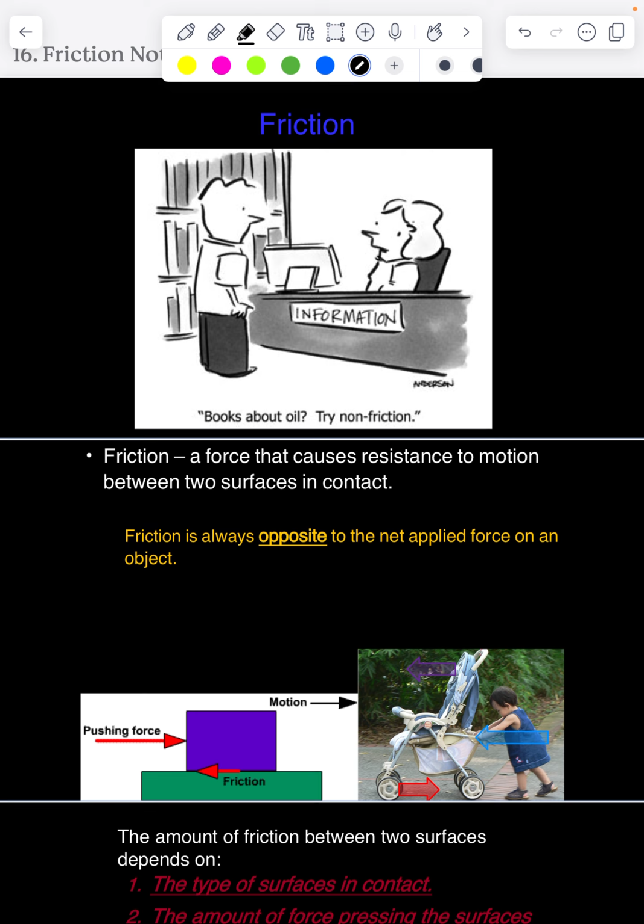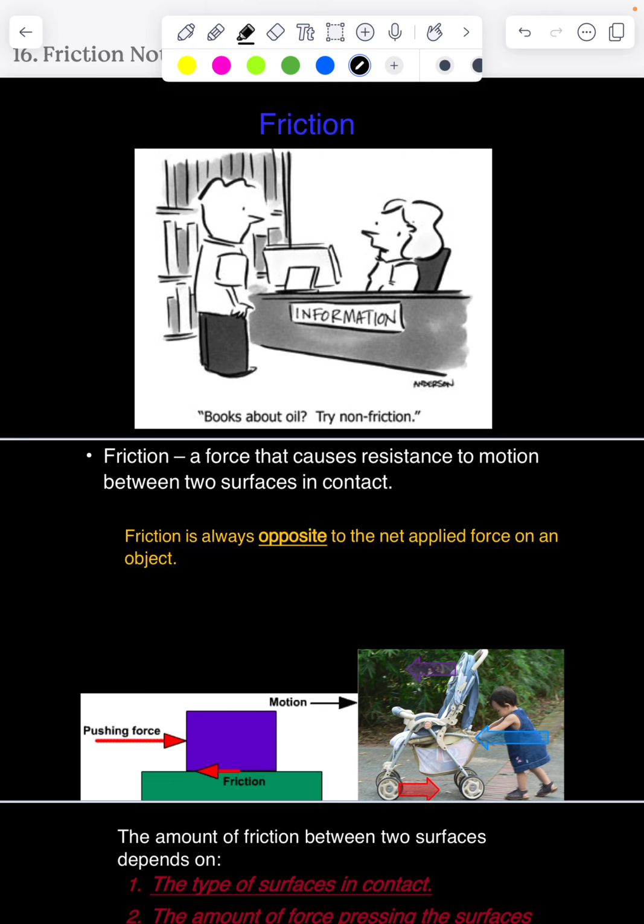But you do need your calculators for this. We do have some new equations. All day today we're going to be talking about friction. We know that friction is an oppositional force, so it's always going to oppose the motion.